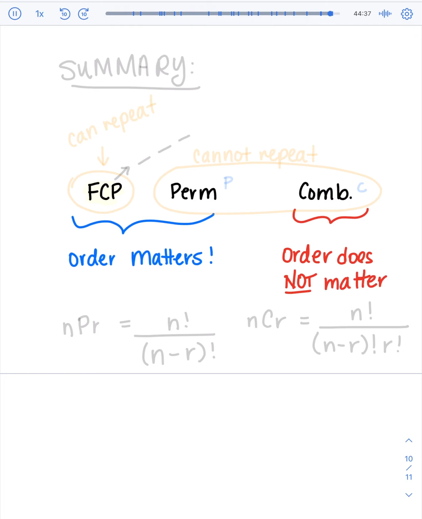Also, another little side point is the only one you can actually do repetition with is the fundamental counting principle. You can repeat. Because permutations and combinations both have factorials in them, the little exclamation marks, you cannot repeat yourself.